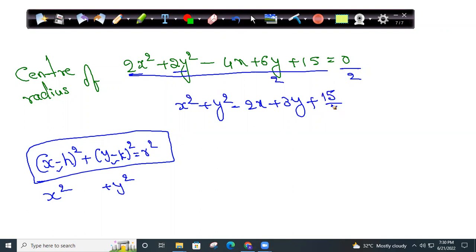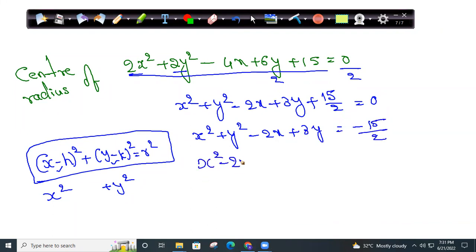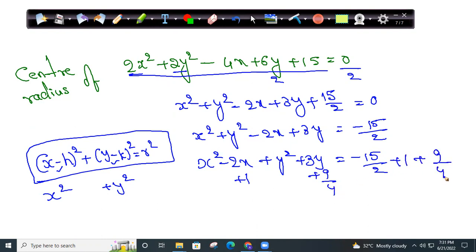That's it. 90% of you are making mistakes. You should be careful, right? So x square plus y square minus 2x plus 3y equal to minus 15 by 2. Now rearrange: x square minus 2x plus y square plus 3y is equal to minus 15 by 2. Add 1, add how much? 3 by 2, 9 by 4. Add 1 and add 9 by 4.